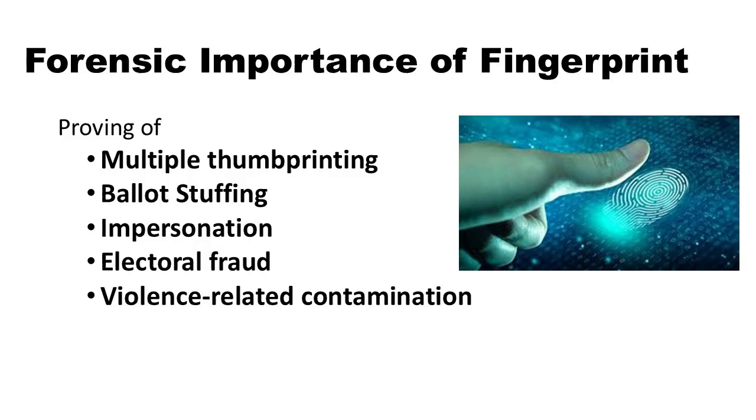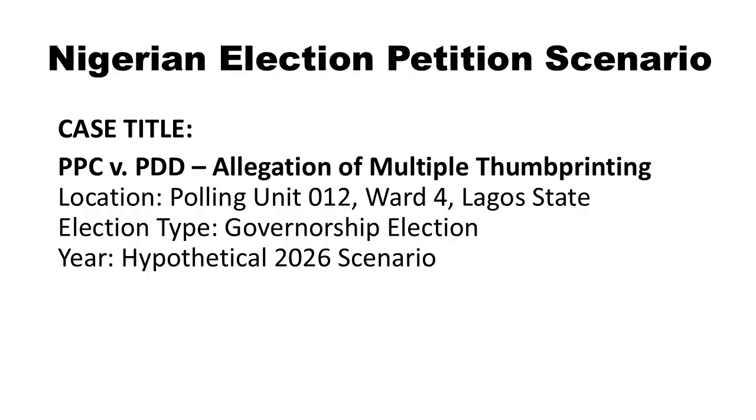Okay, while waiting for my screen to come up, let's just talk about this. It's just like another scenario where we have an allegation of multiple thumb printing between two parties, party PPC and PDD, and the location is polling unit 012, Ward 4, Lagos State. Then the election type is a governorship election, for example.